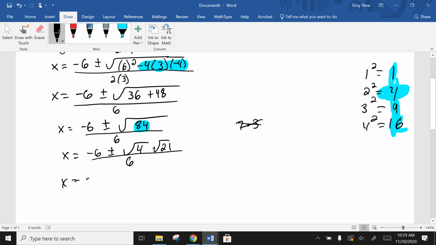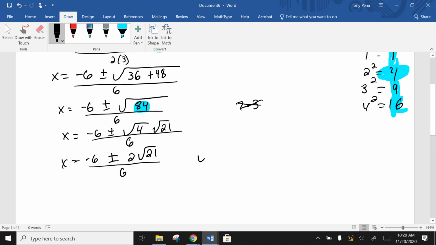From there, you get negative 6 plus or minus 2 root 21, over 6. It's again up to you how you want to simplify these. I'll do it both ways, so you can determine which way you think is better for you.